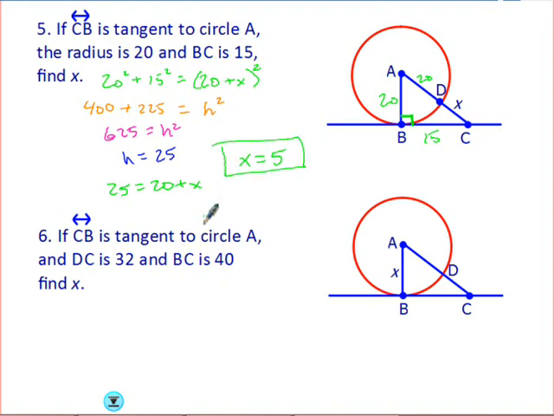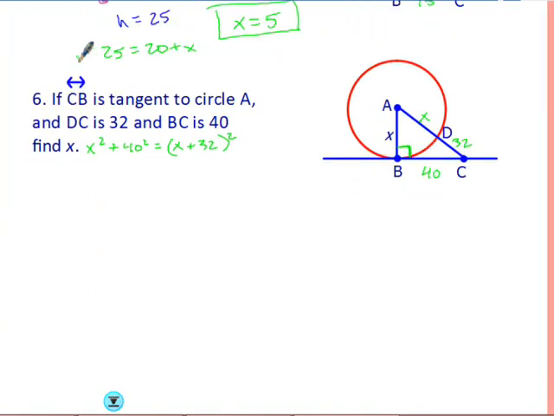Alright, let's take a look at this one. If CB is tangent to circle A, and DC is 32, so this part right here, and BC is 40, so this part right here, find X. Well, again, we know it's a right angle. We know I'm going to use the Pythagorean theorem again. If AB is X, then AD is also X. So let's go ahead and use our Pythagorean theorem here and get x squared plus 40 squared equals (x plus 32) squared. Now this unit is sometimes hard for students because we forget things that we know, like how to multiply a binomial. We're going to use FOIL here.